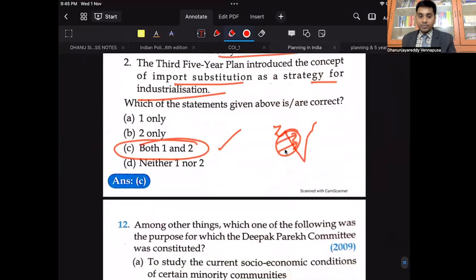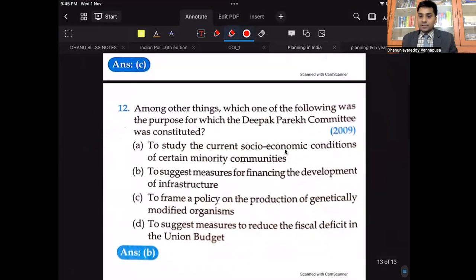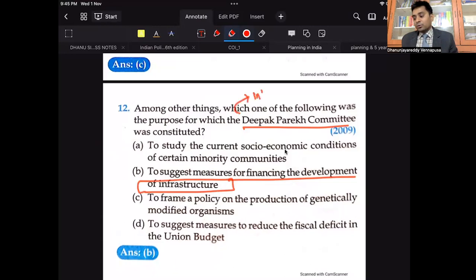You have to remember. The last question is: among the other things, which of the following was the purpose for which the Deepak Parekh committee was constituted? The Deepak Parekh committee was constituted for suggesting the measures for financing the development of infrastructure. So the Deepak Parekh committee is related to infrastructure challenges and how to overcome those challenges.